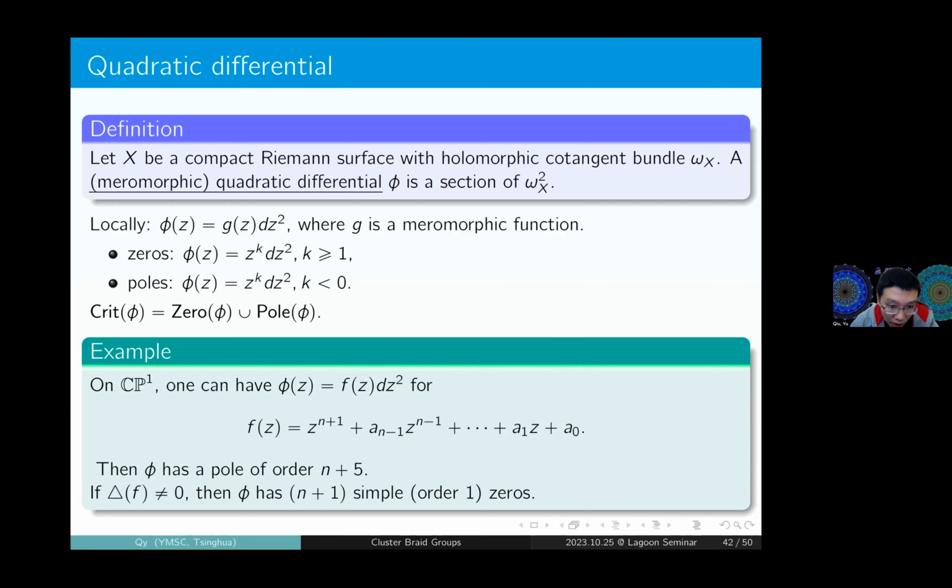And for this quadratic differential at infinity, if you take w equal to 1 over z, you can easily see that at infinity it's a pole of order n plus 5. And if this polynomial has non-zero discriminant, then this function on C will have n plus 1 zeros, each of which is a simple zero. Yeah, so this is just polynomials on C, or really CP1 when you consider the compactification of C.